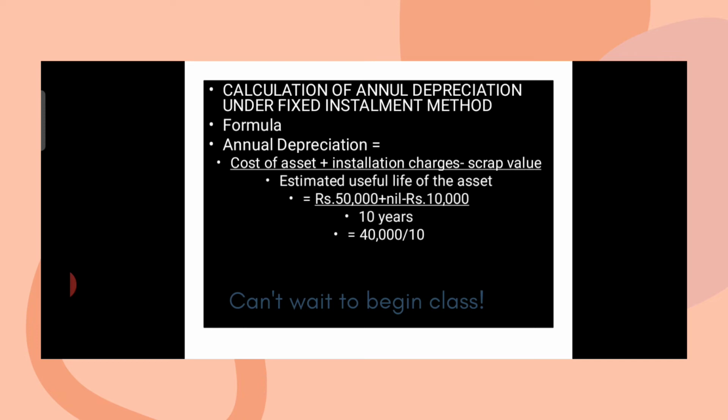40,000 divided by 10, then we can get 4,000. So here, rupees 4,000 is the annual depreciation of the asset. In this way we need to calculate the depreciation on asset value. This formula can be used when the estimated useful life of the asset is given in the problem.